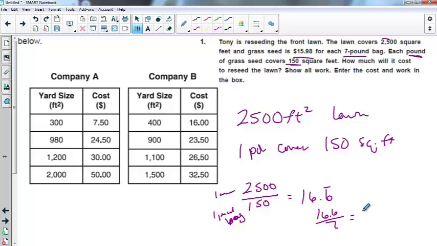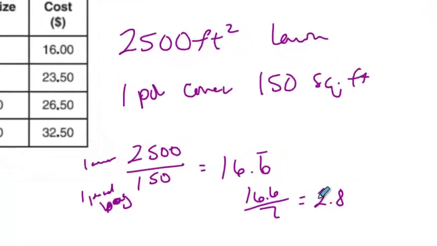It's 2.2857142857. Okay. So take that times the cost of a bag. How much is it? It's 15. Sorry, it's $15.98. So I have to have 3 regardless. 44. So you need to take 3 times that value probably.